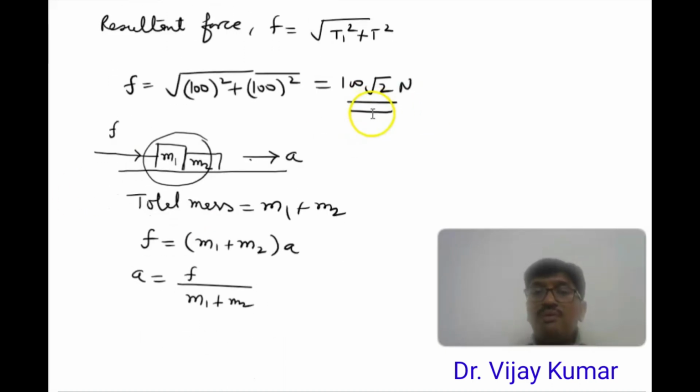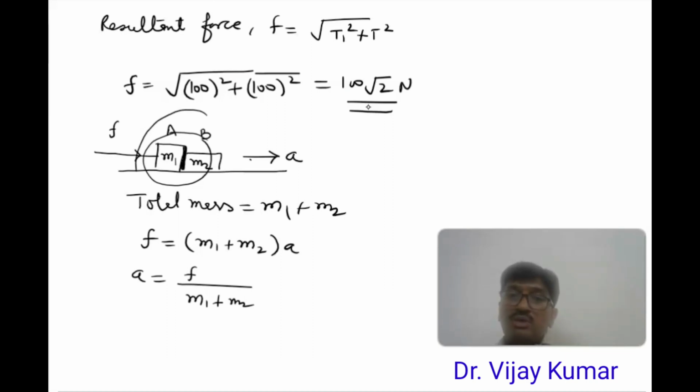Now we find out the force which is transferred from m1 to m2. Suppose this is a body A and this is a body B, and we want to determine the contact force between A and B. This is the contact surface, and we want to determine the contact force from A to B. So we know that in the whole system, sigma F should be equal to mass into acceleration.